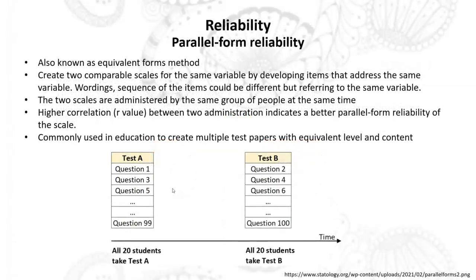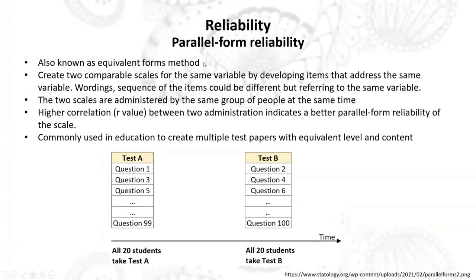Parallel form reliability. In the scope of research, it is not a very popular test, but in education it's popular. Teachers usually develop more than one task paper to cater to the needs of the students. But we want to make sure of fairness, that all students receive a paper with similar content and similar difficulty level. So we need to do parallel form reliability.